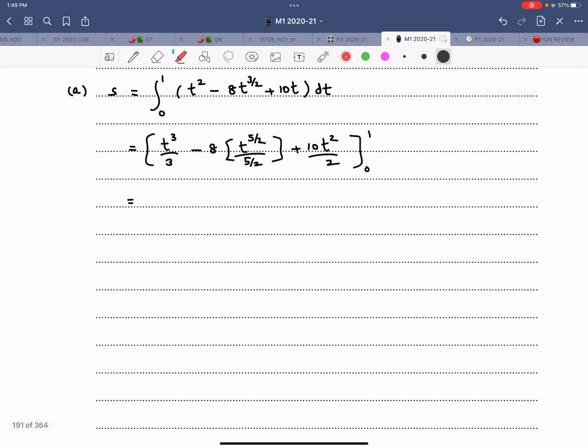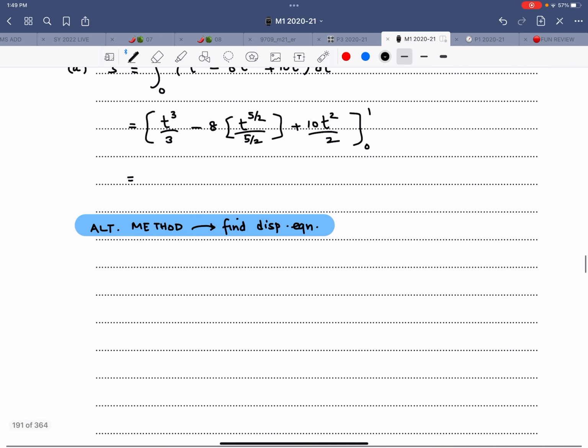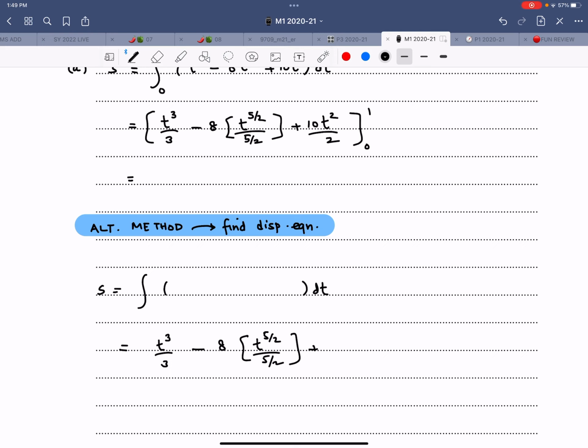Is there an alternative method? The answer is yes. What's the alternative method? Which if someone wants to use it, that is find the displacement equation if the examiner asks for it or if you are in the mood of getting it. That is the same thing, integrate dt. You will get the same thing: t cube over 3 minus 8 t^(5/2) divided by 5 over 2 plus 10t square over 2 plus a constant of integration c.